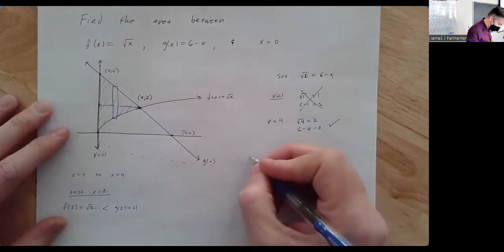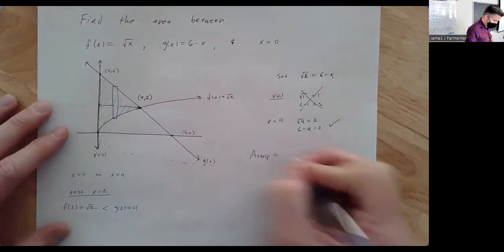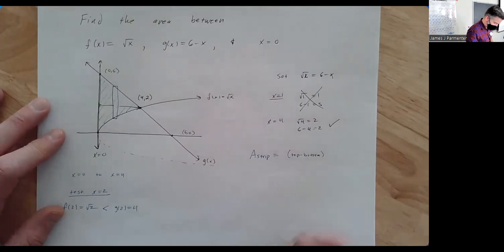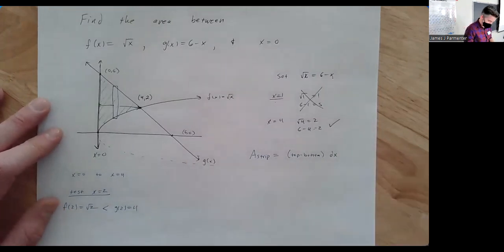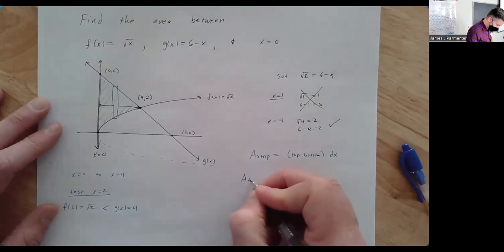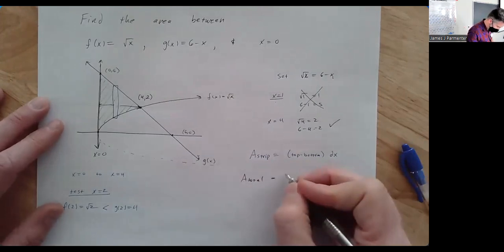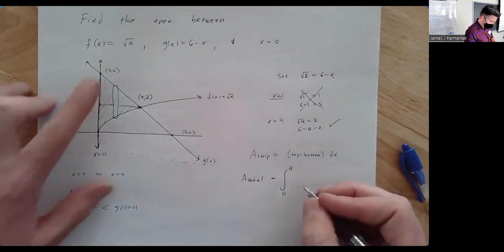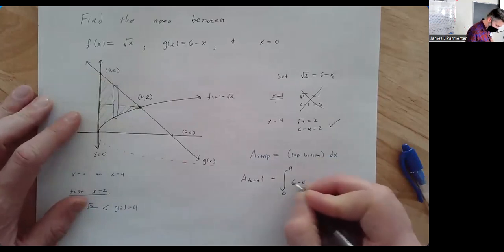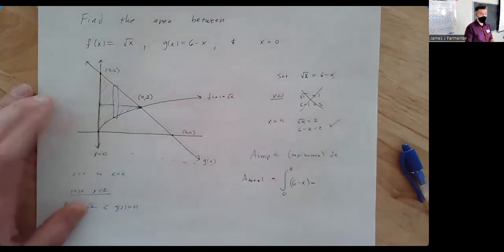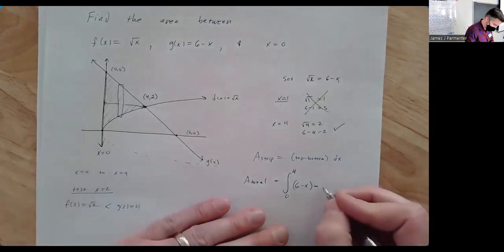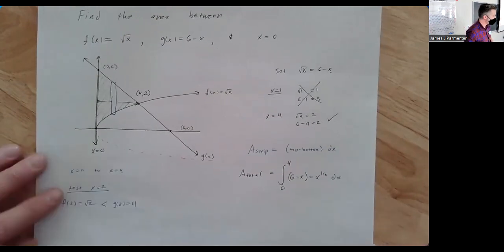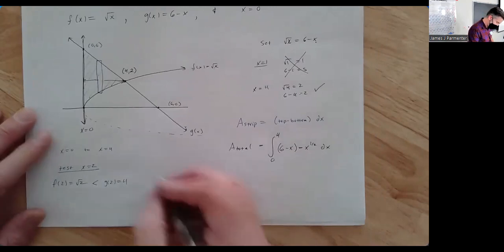So here, the area of our strip, once again, is the height, which is top minus bottom, times the width, which is dx. And then to find the total area, we're going to add up all the strips. That is, we're going to integrate from x equals 0 to x equals 4 of our top function, 6 minus x, minus our bottom function, which instead of writing as square root of x, I encourage you all to write as x to the 1/2 power. It's going to be easier to see how to anti-differentiate that. Okay, now we're going to do it.